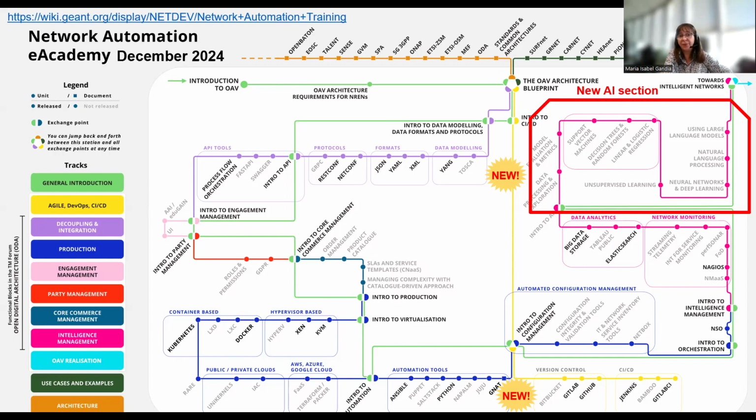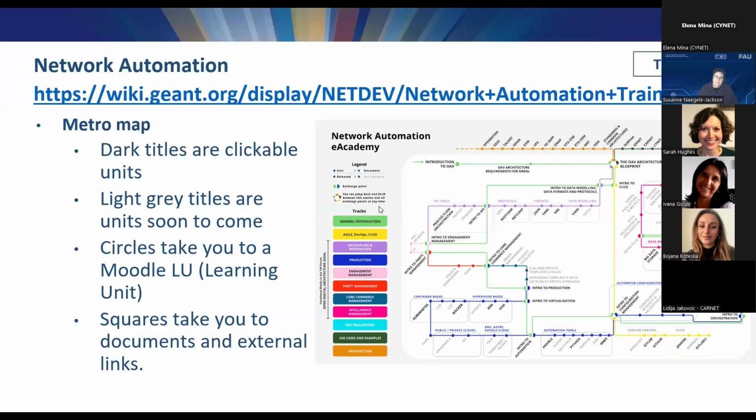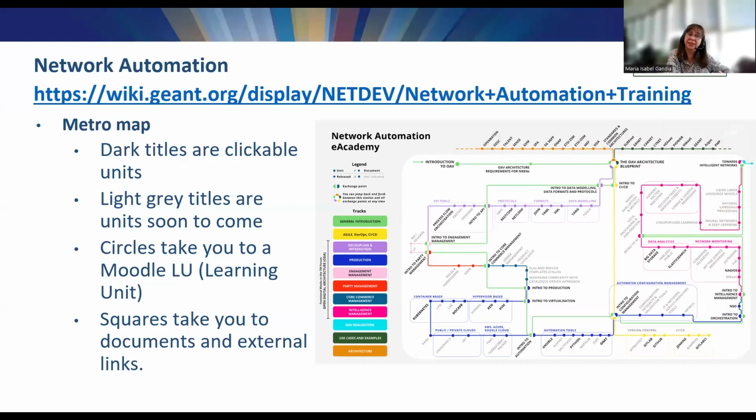You will see that we have already published the first introduction to AI unit, network automation metro map. As I said, dark titles are clickable units. Light gray titles are units that will come soon. Circles take you to the GLAD platform, to the Moodle learning units, and squares take you to documents and external links.